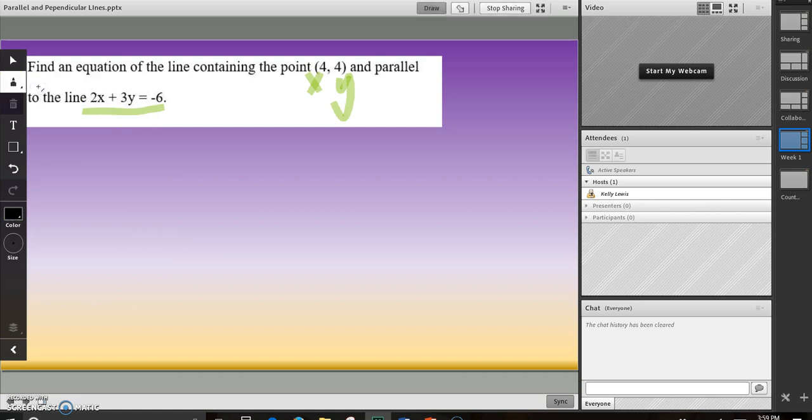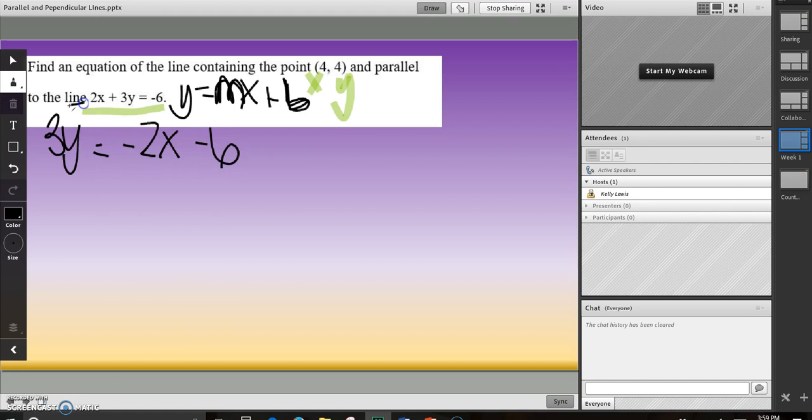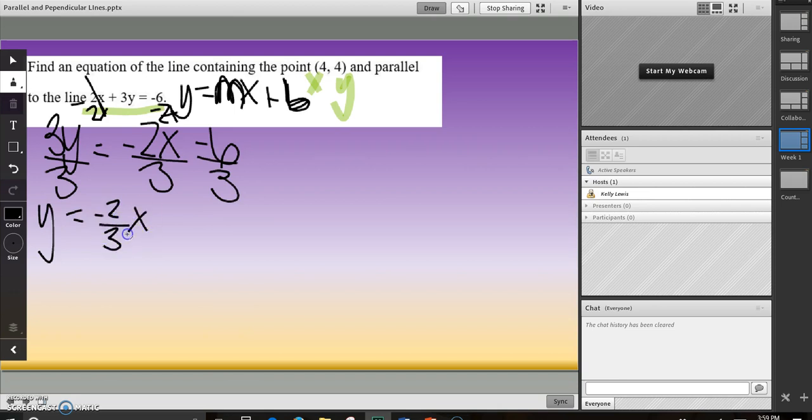All right, well, first we need that line to be in slope-intercept form, which means y is by itself. B and m are always numbers. So I need to move that 2x over. When I move him over, I'm subtracting him because he's positive right there. And then I need to divide everything by that 3. So -2/3, and then -6 divided by 3 is -2. So my slope is -2/3. That's what I'm going to use.